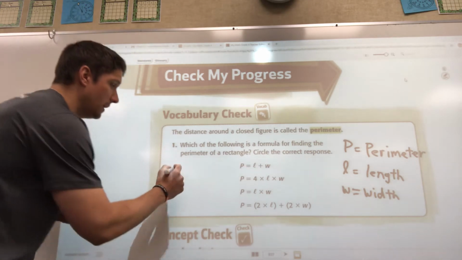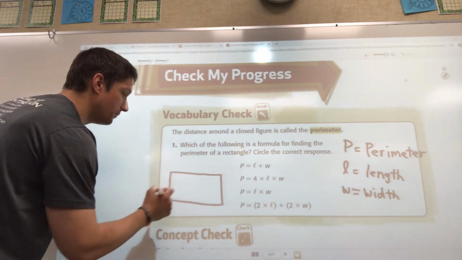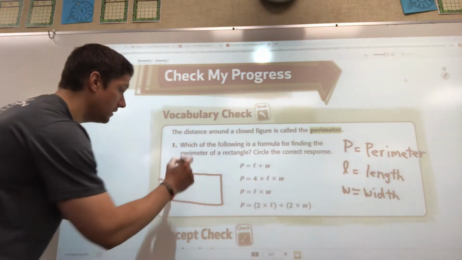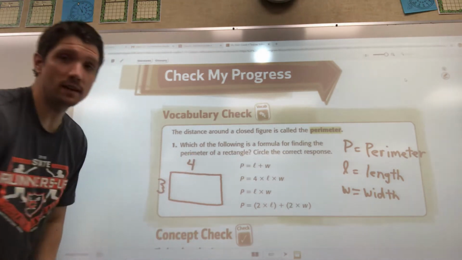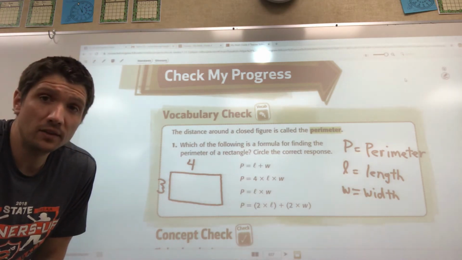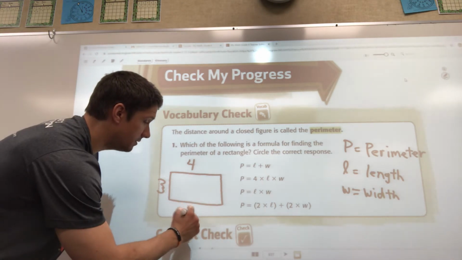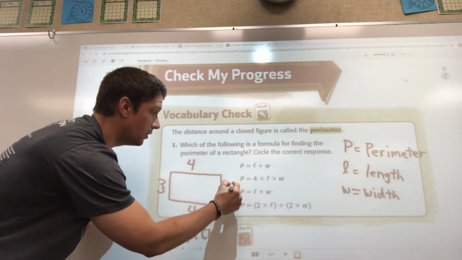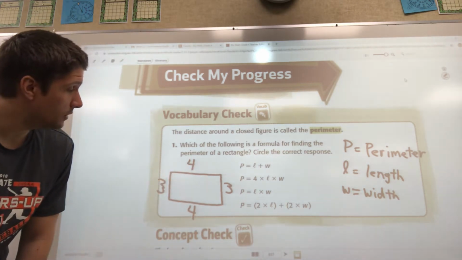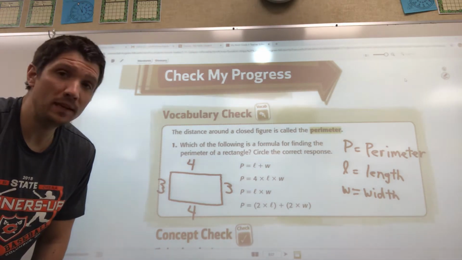So, therefore, if I had a rectangle that was 3 centimeters in length and 4 centimeters in width, okay? And we had to find the perimeter, we would add up all 4 sides. Of course, opposite sides are equivalent, so I would add 4 and 4, 3 and 3. I would get a total of 14. So that would be my perimeter.